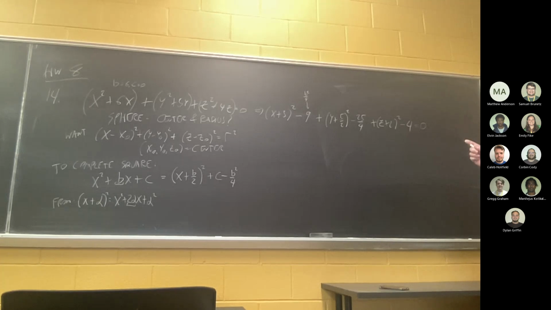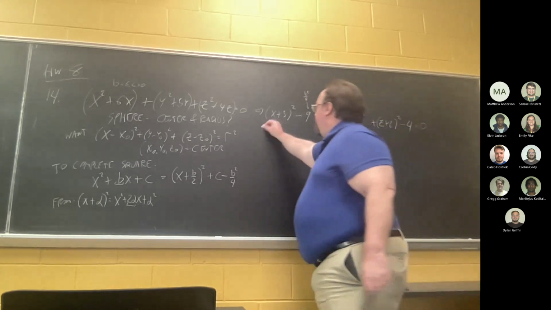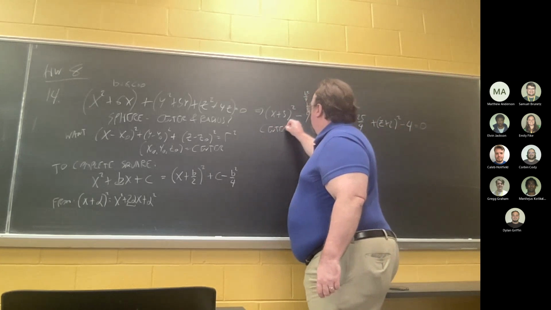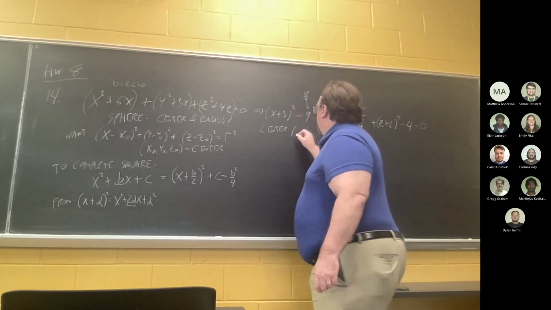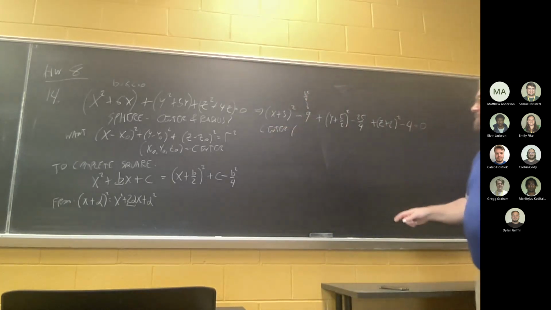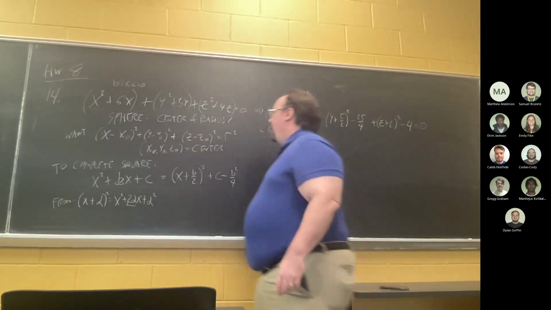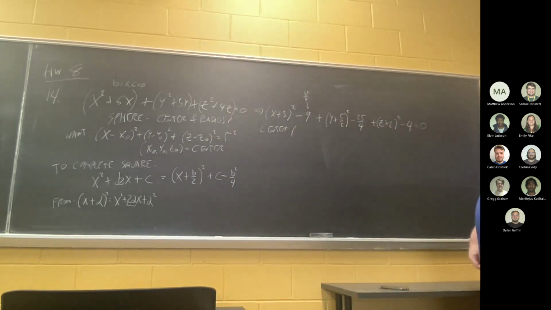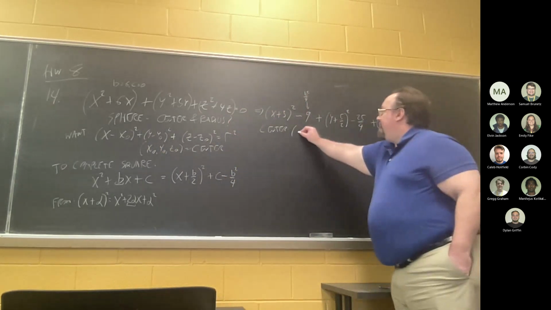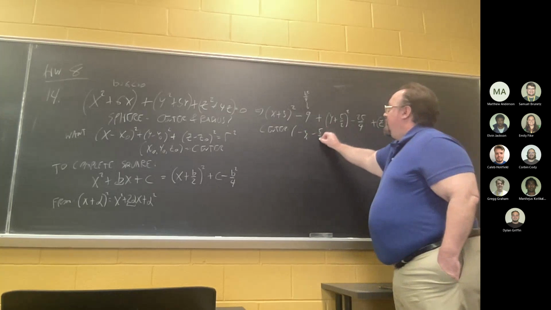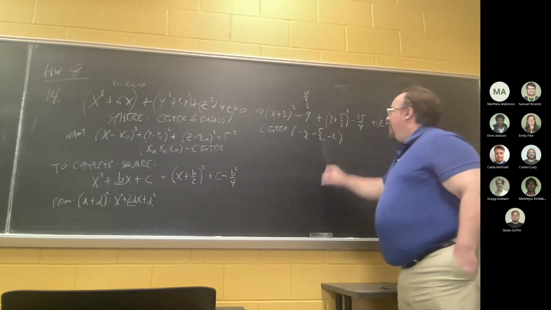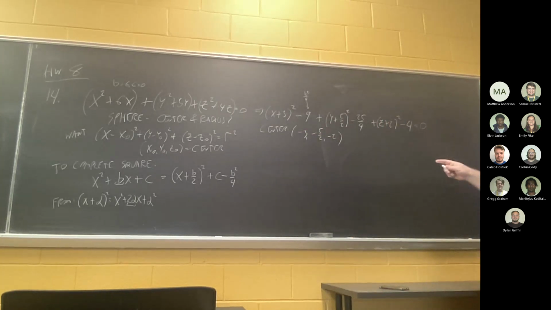So we can see what the center is now. So the center is, what is the center? Keep in mind, relating this form to now, this form is the one that reveals the center and radius. All right, now that's the center. Now for radius, we need to take all these constants and move them to the other side.